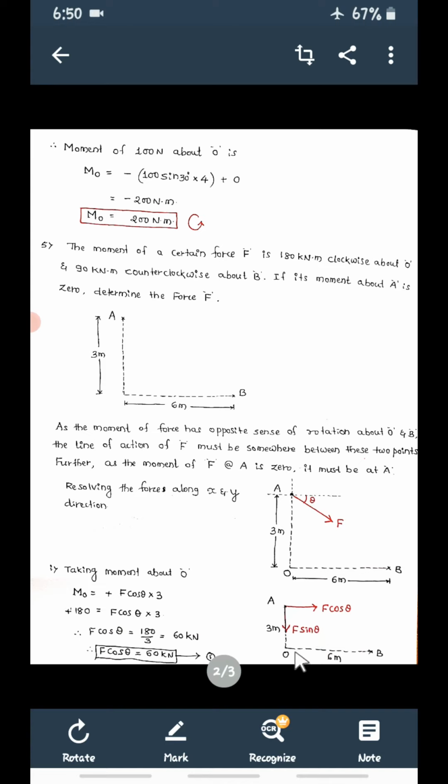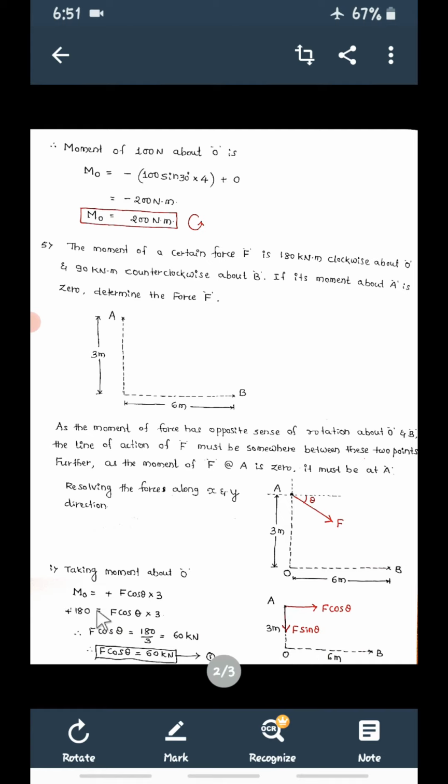So now this is A, this is O, and this is B. Now the conditions we have to use. This length is 3 meter and this is 6 meter. There are two moments given. One is the moment of that particular force about O. The moment of certain force F is 180 kilonewton meter clockwise about O. So first we will take the moment of the force about O.